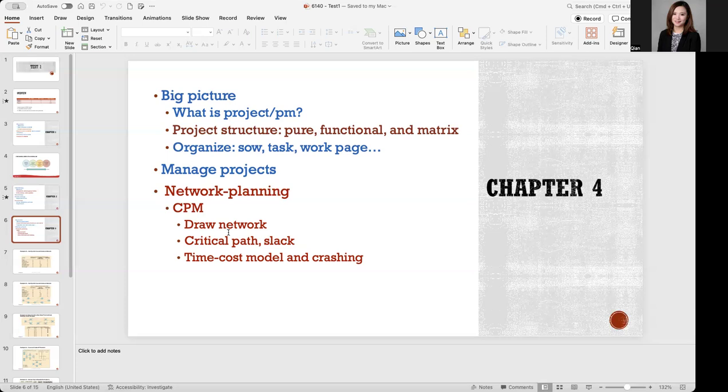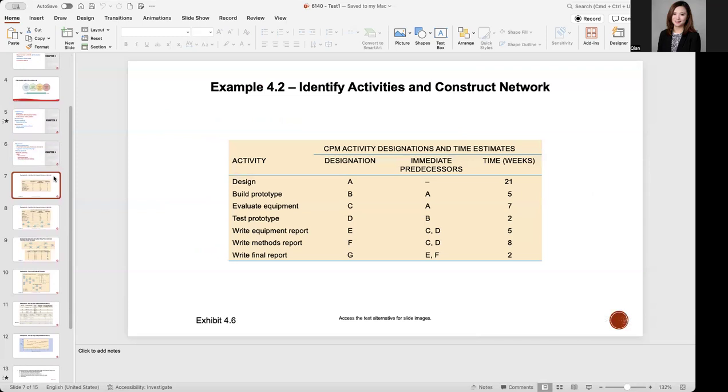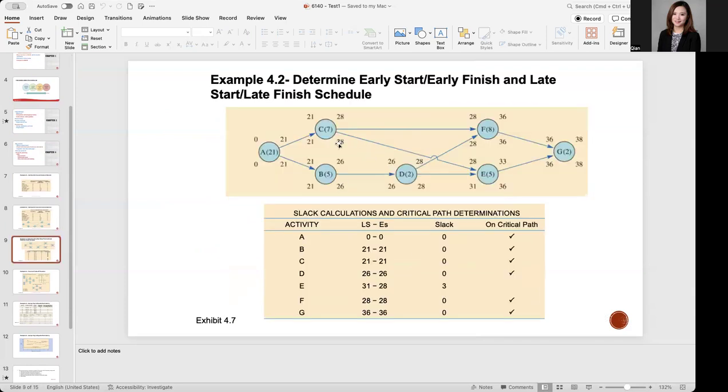And in order to help you have a better idea about these two models, I also pasted the PowerPoint slides here. So this is for the first model, example 4.2, and it gives you all the information here. And based on the information, you will be able to draw the network, and then you will be able to find the critical path as well as which activity is the slack activity, and you will be able to figure out how long you need to finish this project.